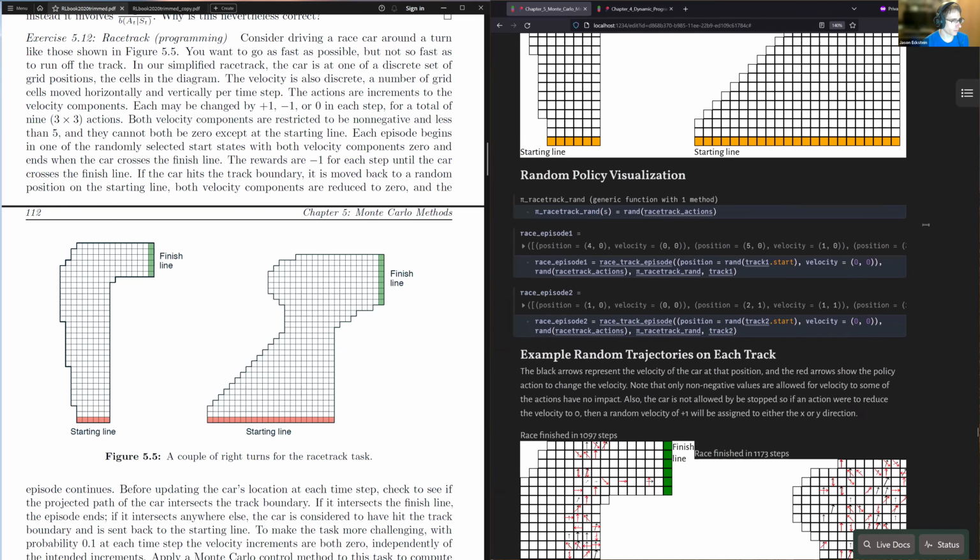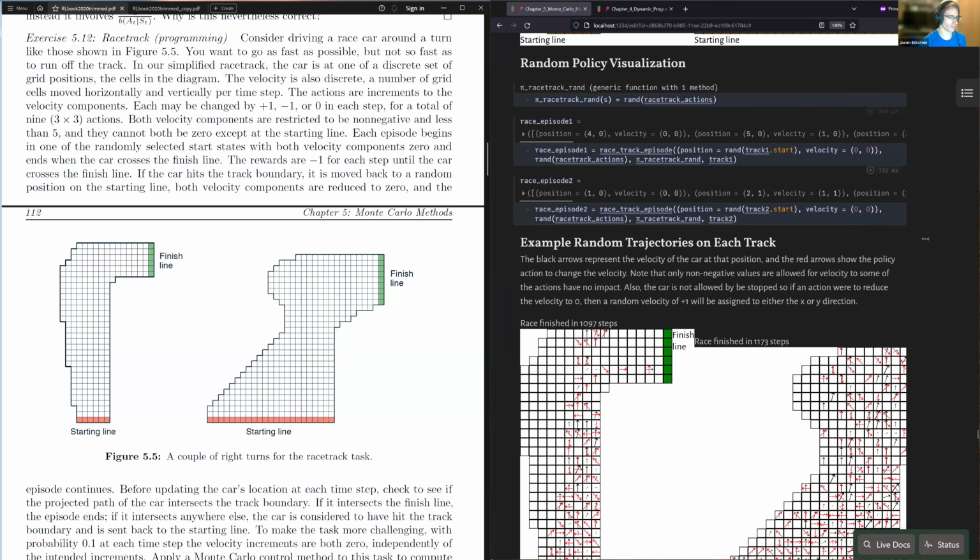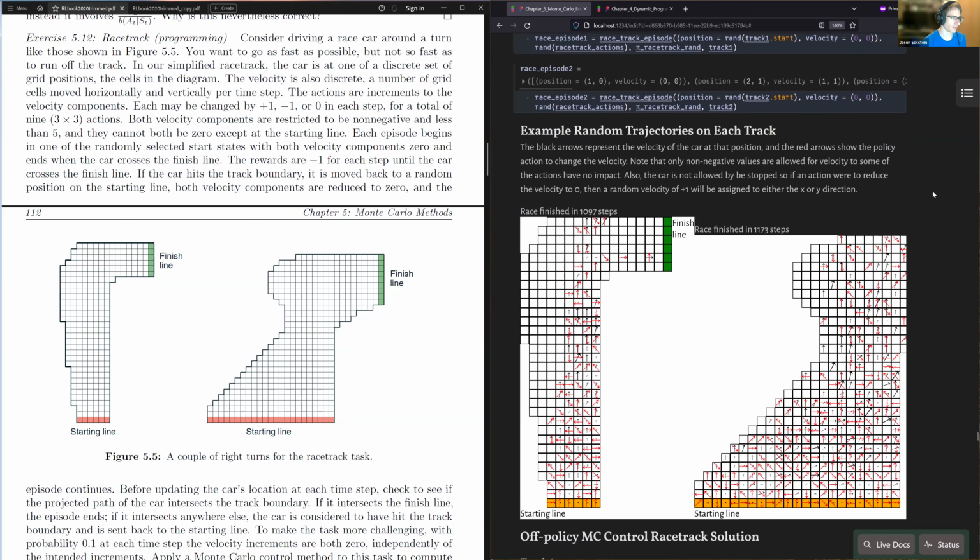But here is what it looks like if you do the random policy. So I define a random policy. The random policy will just take a random velocity change. And you can get statistics on the policy. So here is the random policy on track 1, and it takes about 1,100 steps for it to finish.